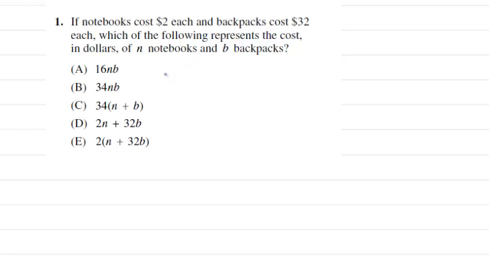Well, if I were spending money on notebooks, N is the number of notebooks, and each of those costs $2. And B is the number of backpacks, and each of those costs $32. So 2N plus 32B is the total money that we'd be spending. And that's what we have in choice D.